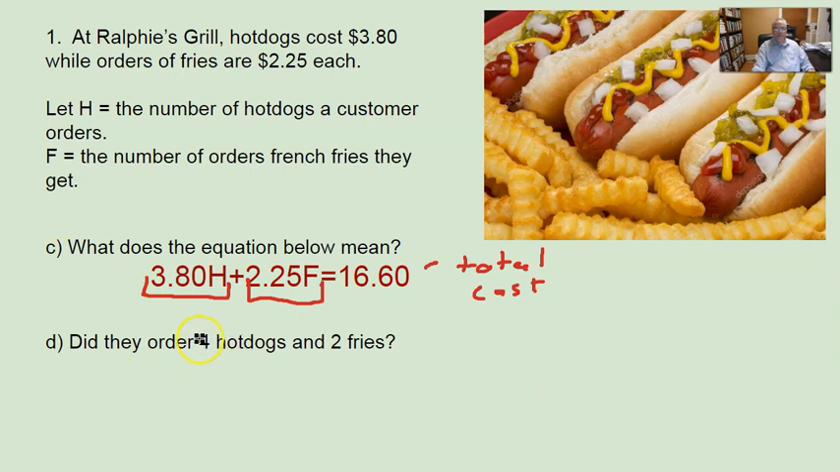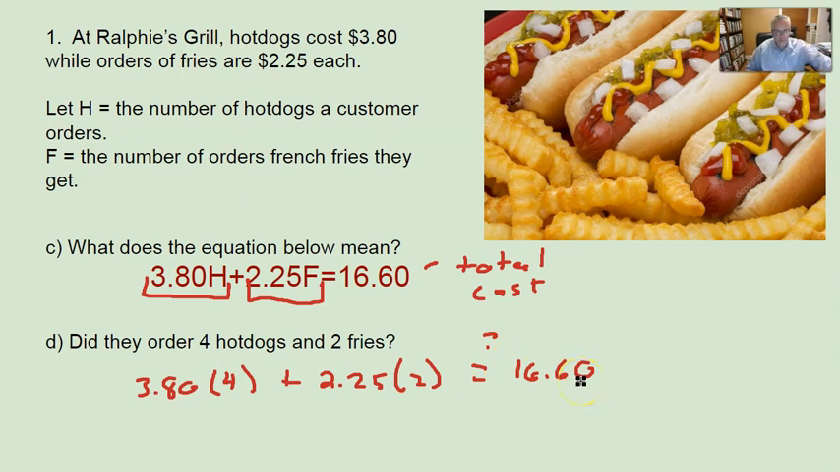So I said, did they order 4 hot dogs and 2 fries? Well, I don't know. We have to put 4 in for H. So we'll do 3.80 times 4. We'll substitute 4 for H. Then we're going to add 2.25 times 2. And the question is, does that equal 16.60? And I have no idea.